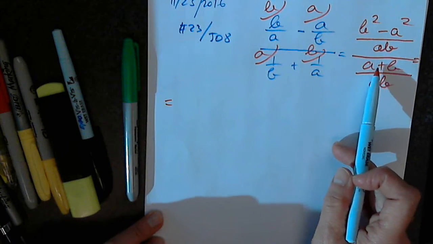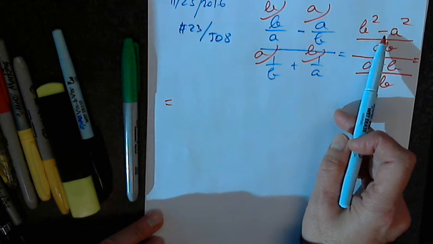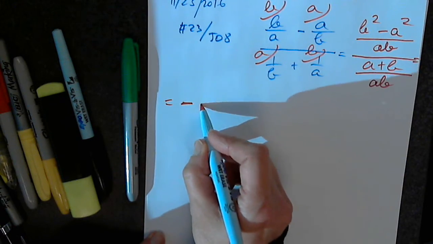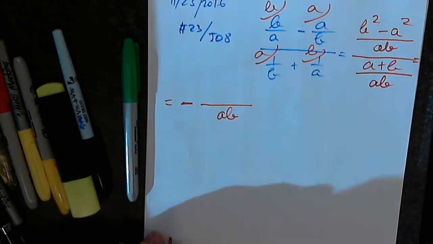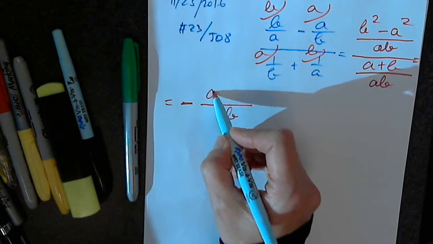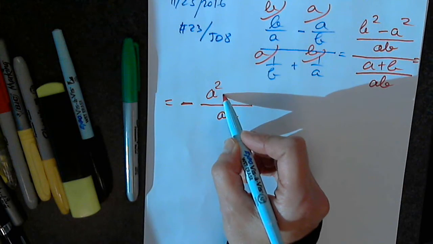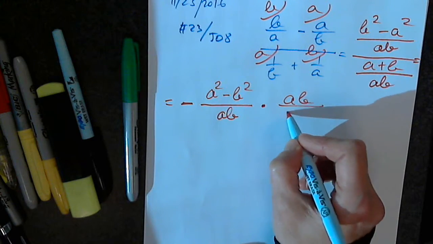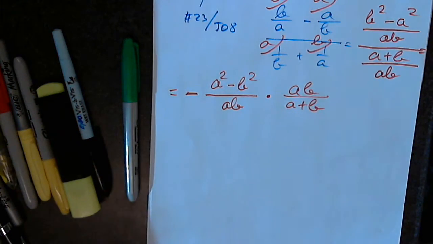I have a problem with the numerator of the numerator, because I see this order here. So what I'm going to do, I'm going to factor out -1. Then what is the numerator then when I factor out -1 from the top? A squared plus, careful, b squared. Good. And now I flip this and AB over A plus B.